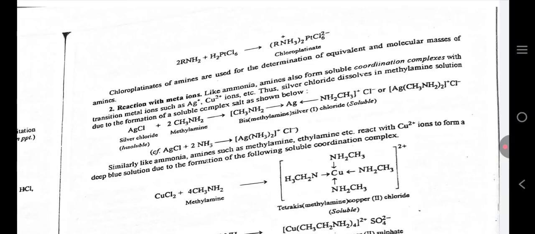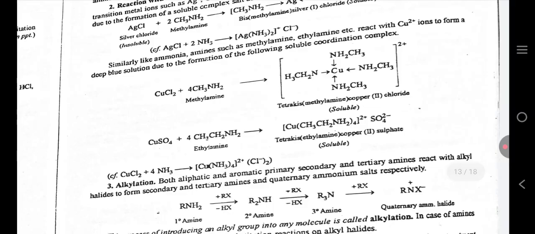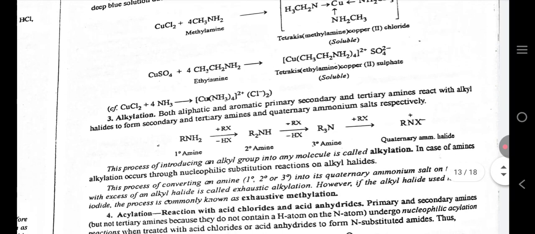Reaction with metal ions. Like ammonia, amines also form soluble coordination complexes with transition metal ions such as Ag+, Cu2+ ions, etc. Thus, silver chloride dissolves in methylamine solution due to formation of a soluble complex salt, shown as below. Similarly, like ammonia, amines such as methylamine and ethylamine react with Cu2+ ion to form a deep blue solution due to the formation of the following soluble coordination complex.